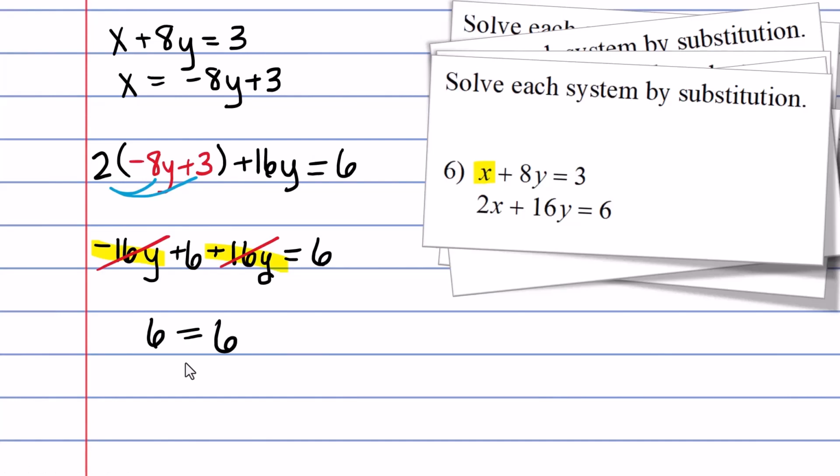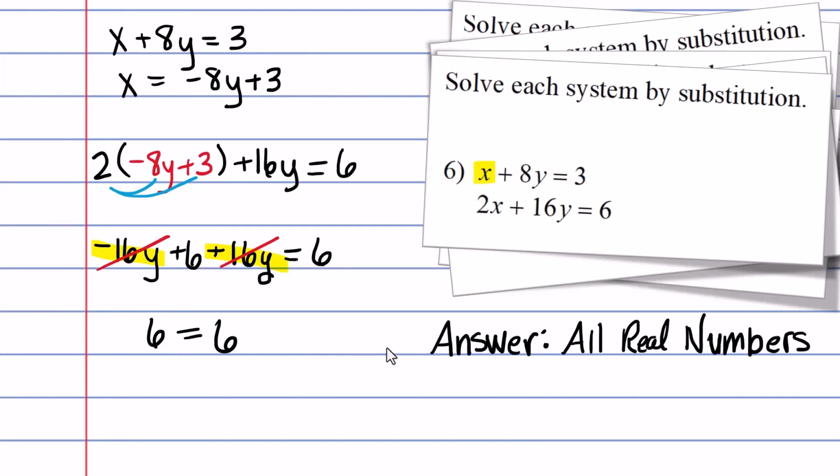You're going to run into these problems, and whatever the number is doesn't really matter. It could be 10 equals 10, -4 equals -4. If you get something that is always true, your solution is all real numbers. That's one thing you can write down, or you might write down infinite solutions.